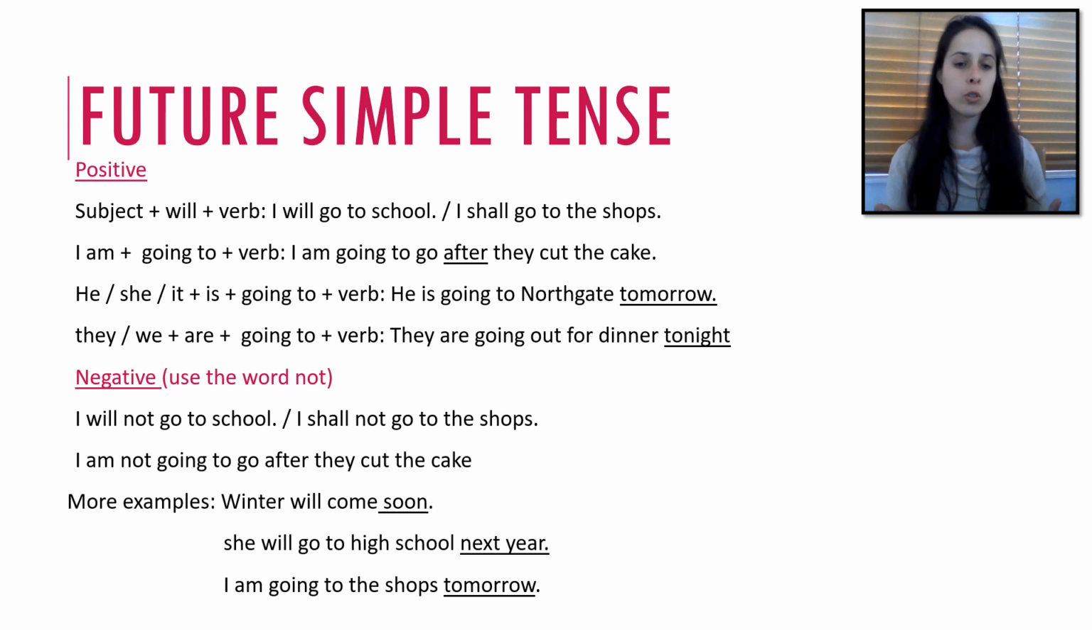Another sentence structure would be he or she or it, if you're talking maybe about an object or an animal that you don't know whether it's a boy or girl animal, is, and then going to, and then your verb. He is going to Northgate tomorrow. Then the next one, if I have a group, they or we, plus are, plus going to, plus your verb, they are going out for dinner tonight. Okay, or they are going to the movies. So that is your sentence structure for future simple tense.